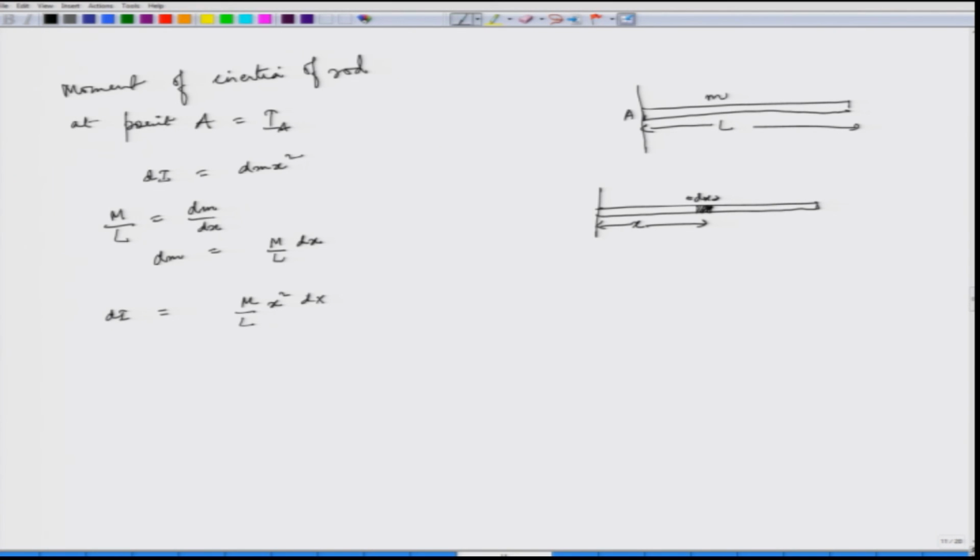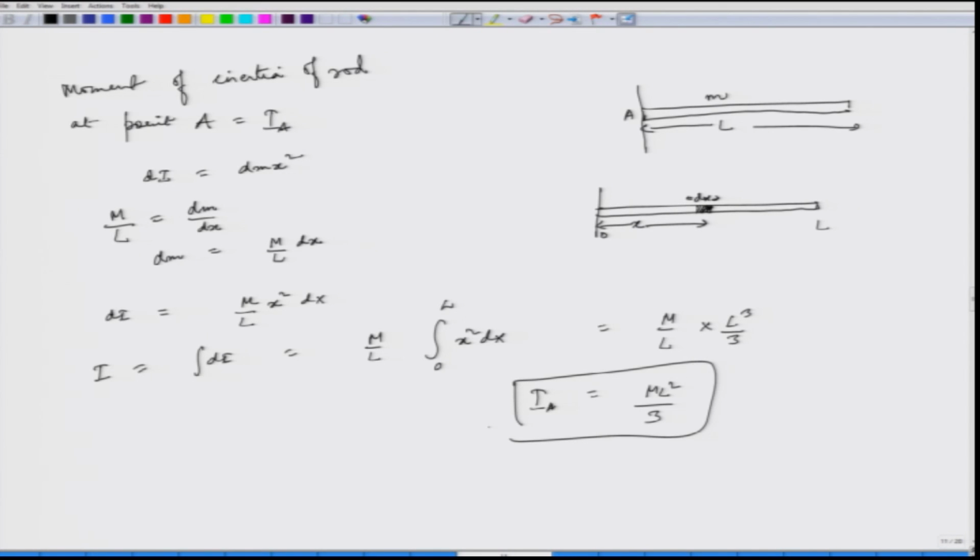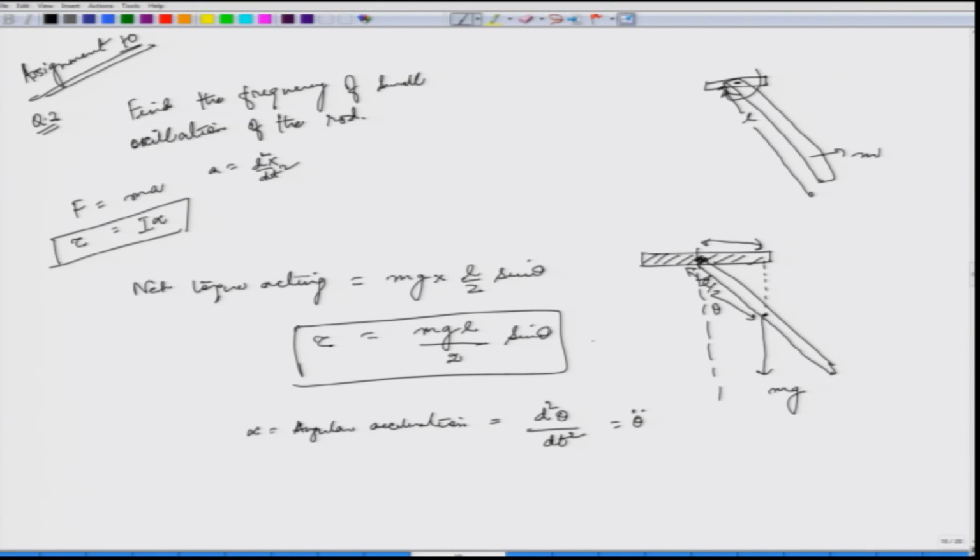If I calculate the total moment of inertia I, which is the integral of dI, it is m by L x square dx, and my limit goes from x equals 0 to L. This is nothing but m by L into L cube by 3, which equals m L square by 3. So, I at point A. I just evaluated the moment of inertia of the rod from the pivoted point, from where it is hanging. We will use this in equation number 1.